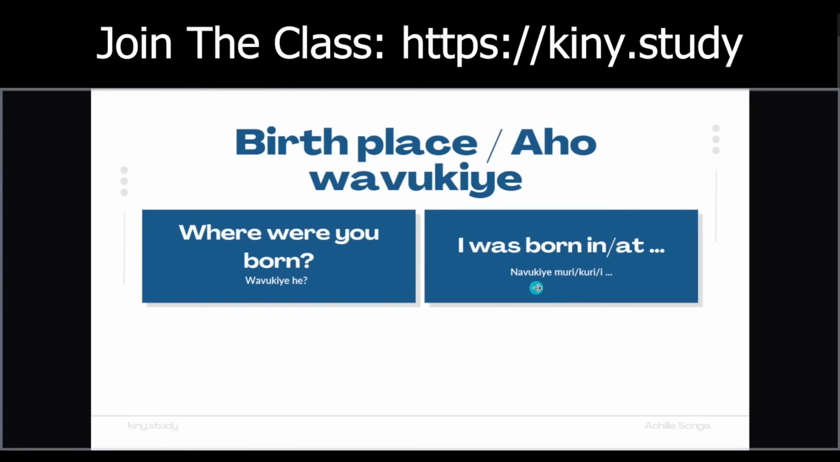But navukiye, if you are not sure which one to use, you can omit it for now and then say navukiye Kigali, navukiye Majyaruguru, navukiye whatever it is, so that people can understand what you mean, and we will learn how to use this later once we have different vocabularies on how they can be used. So we were talking about your birthplace, which is wavutiye, and then you say navutiye muri, kuri, or i, or you can remove this for now and then add your birthplace.